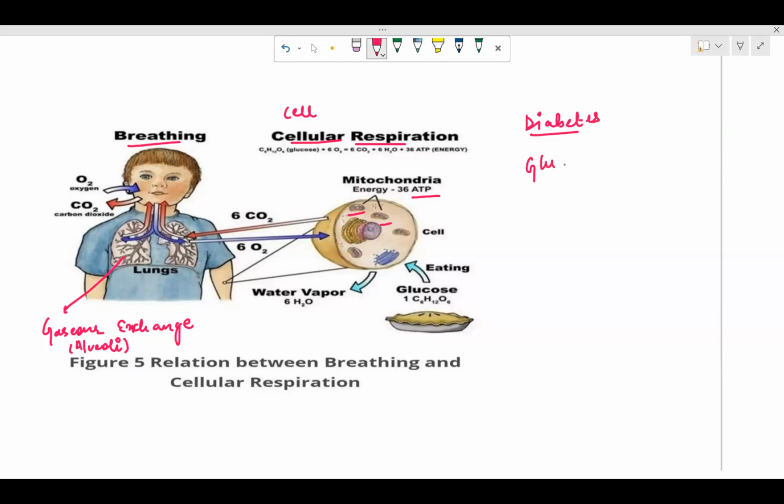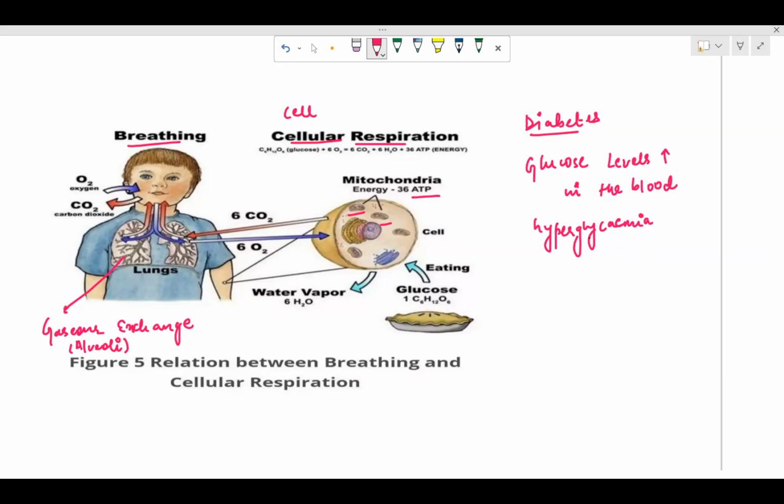Okay, and since the glucose is not absorbed in the cell, glucose levels increase in the blood. Okay, if it is not absorbed into the cell, the glucose level increases in the blood. And what will happen? This will lead to hyperglycemia. Hyperglycemia is the term for high blood sugar level. Okay, understood?